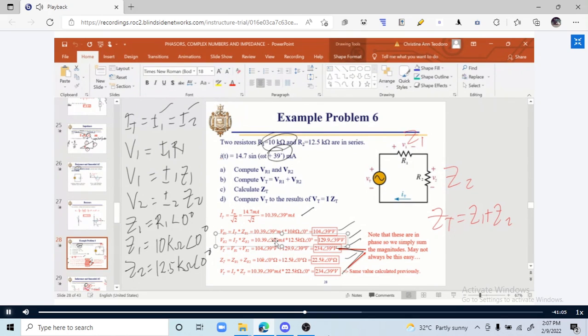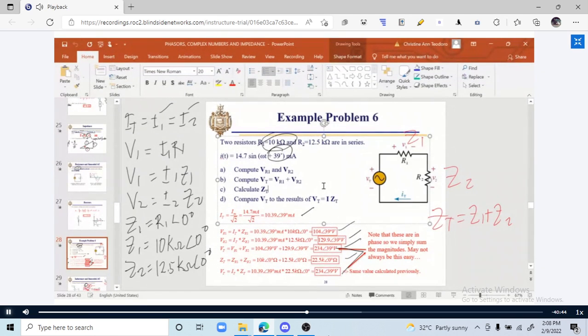The same holds true with VR2. So your VR2 now is equal to I2 multiplied by your Z2, wherein your I2 is equal to your I total, which is equal to your 10.39 angle 39 degrees milliamps, multiplied by your Z2, which is 12.5 kilo ohm angle 0. So that would give you 129.9 angle 39 degrees volts.